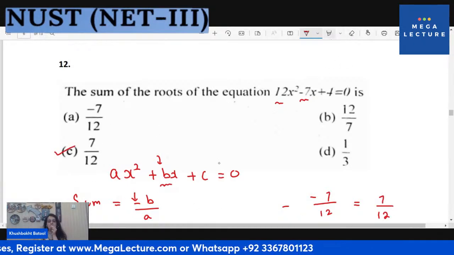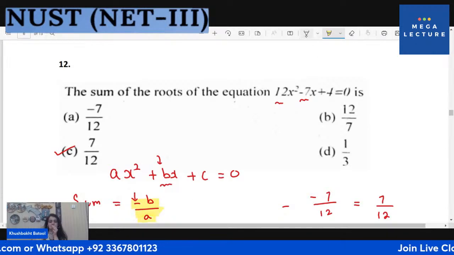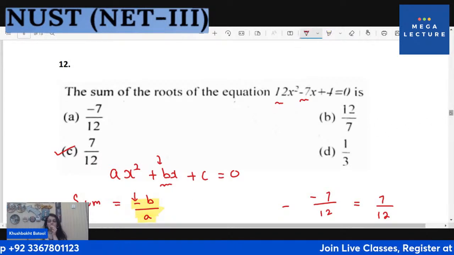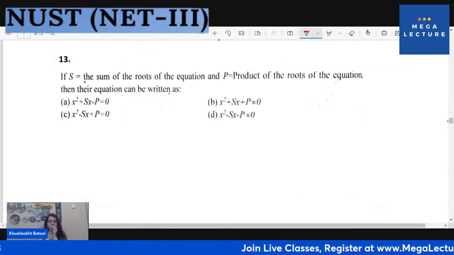So just remember this formula. That is it. Minus b by a. Alright, let's talk about the next one.